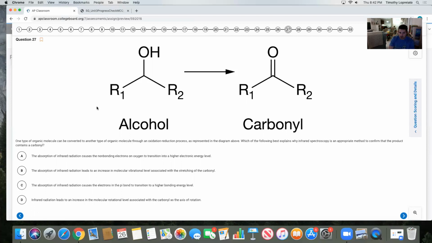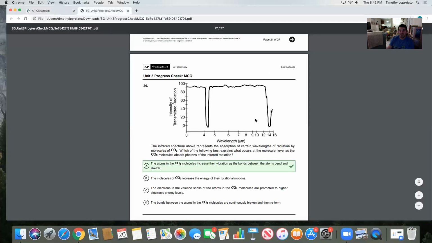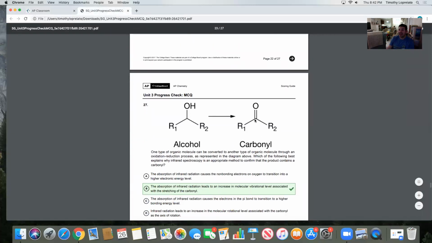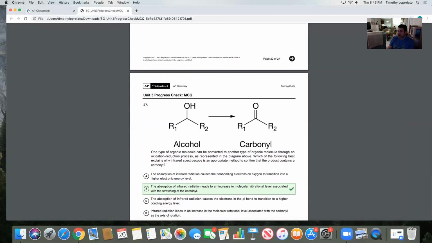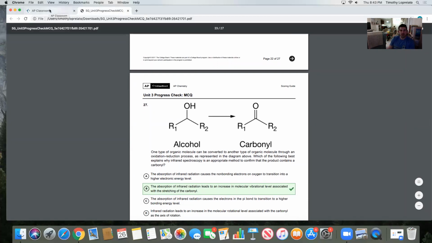Choice C, the absorption of infrared radiation causes the electrons in the pi bonding to transition to a higher bonding energy level. Nope. Choice D, infrared radiation leads to an increase in the molecular rotational level associated with the carbonyls. All right, again, rotational is microwave, so this one's going to be choice B. So for 27, we are saying it's choice B, and it is. Wahoo! I don't think this will be a big topic, but it's a good thing that we reviewed it now in this video.